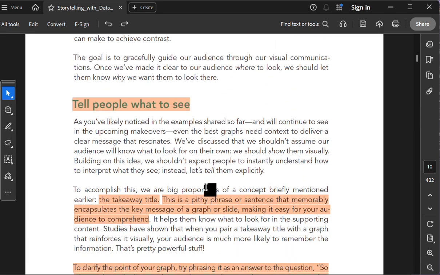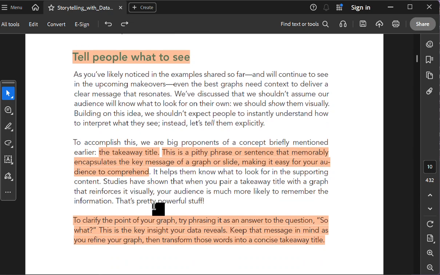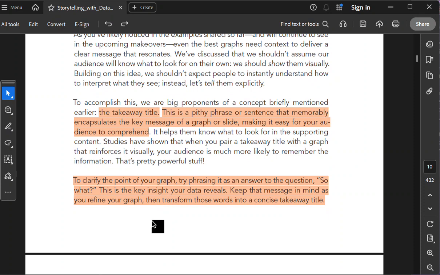The next thing is to tell them what to see. So you've shown them what to look at, but what do you want them to see in what they're looking at? We start with the takeaway title. And just reading from the book, it says a pithy phrase or sentence that encapsulates the key message, making it easy to comprehend. This is really important. When you think about showing people what to see, you need to ask the question, so what? And then answer that question and present it to your audience.